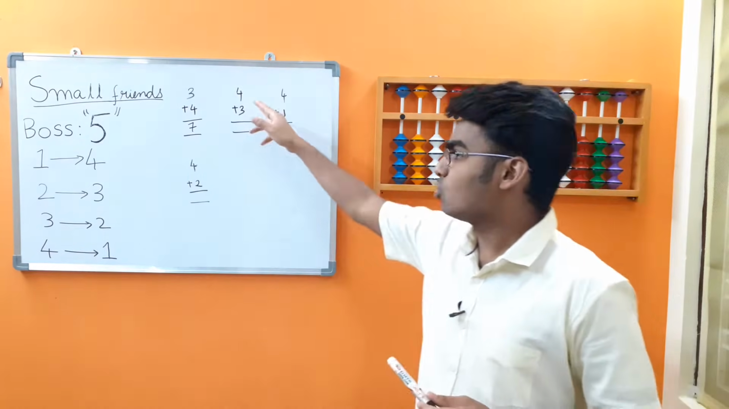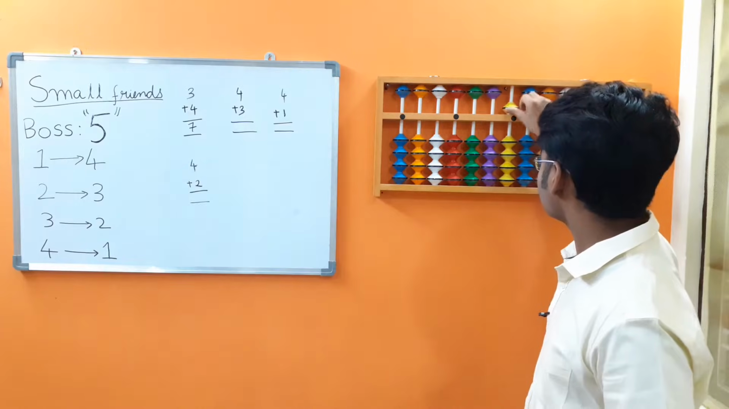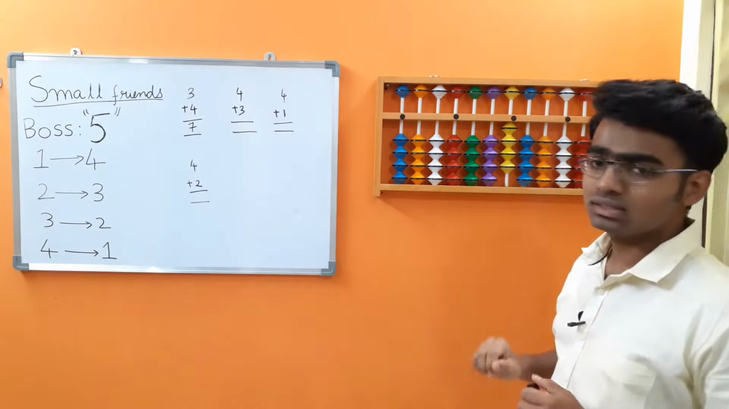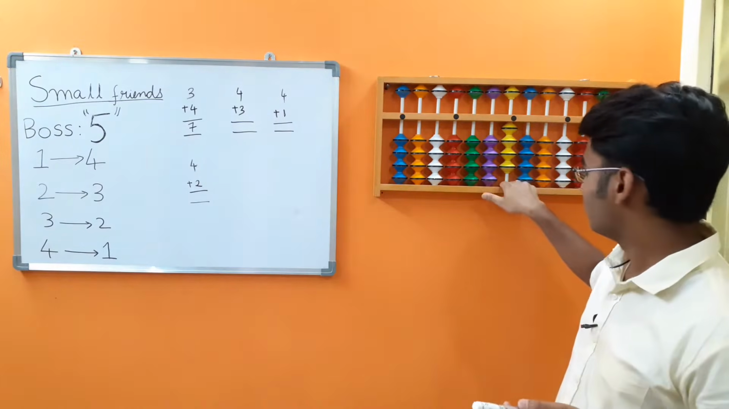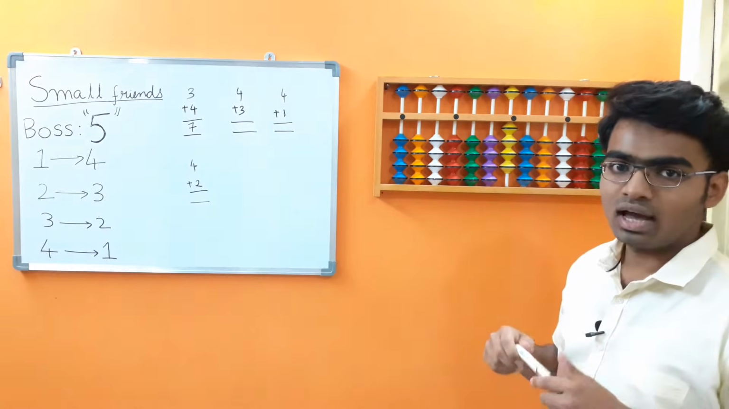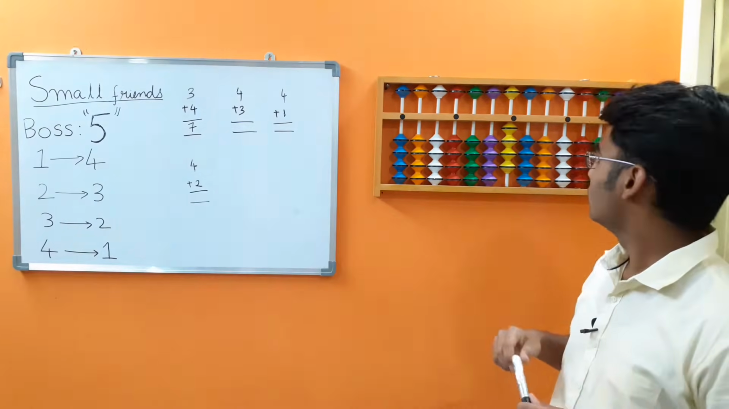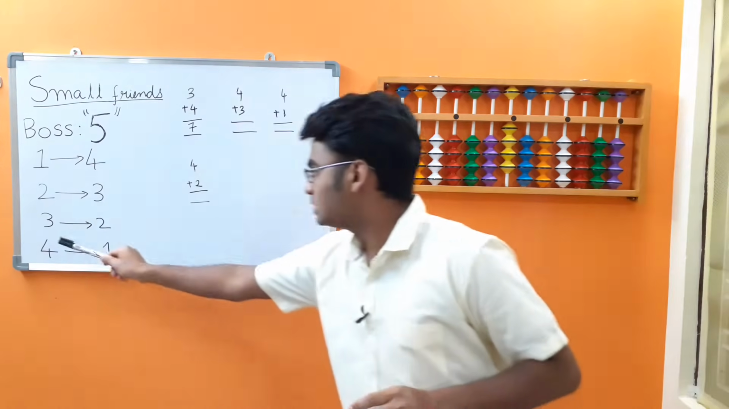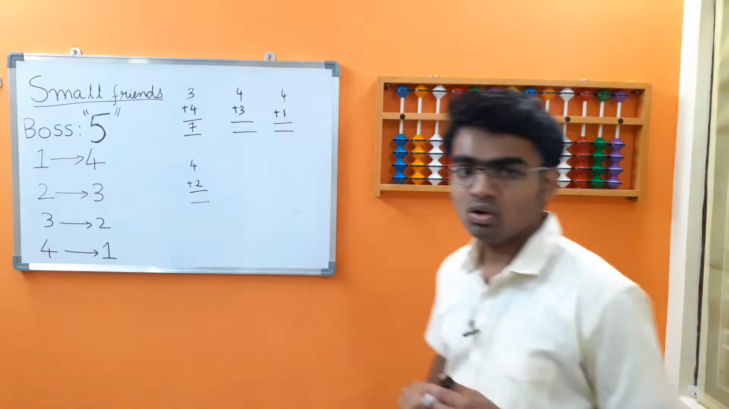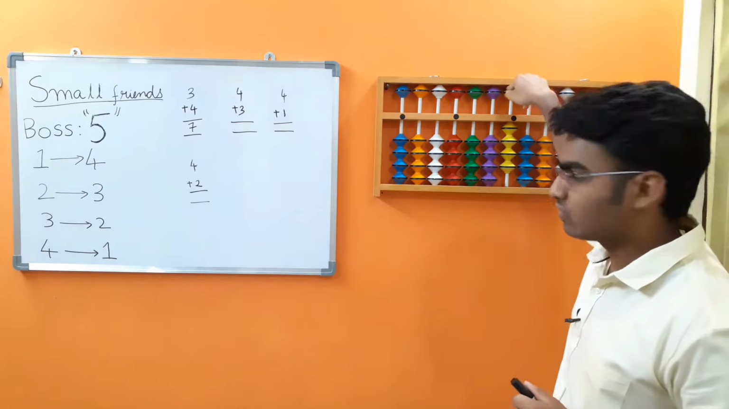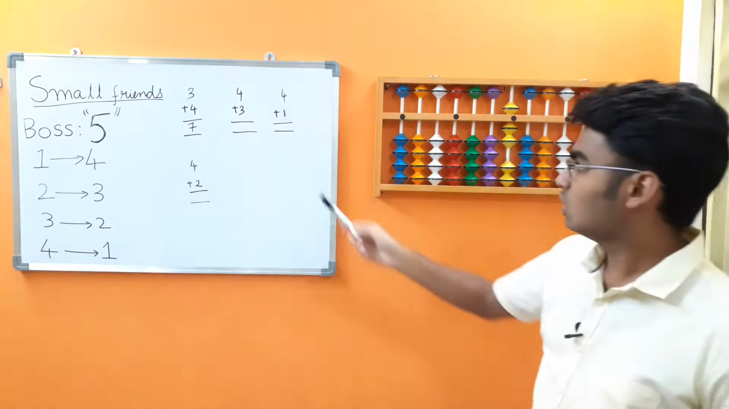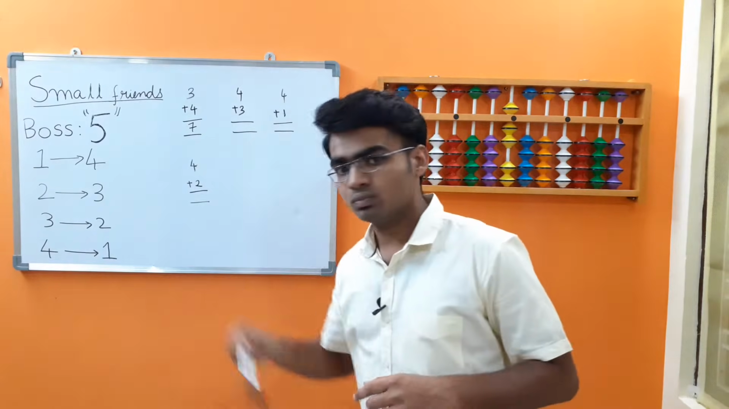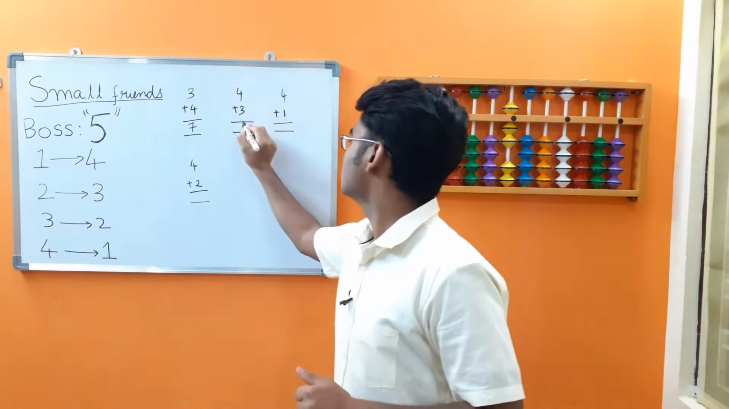Let's try to add 4 and 3 now, right? We place 4 on the abacus. We have to add 3. We do not have enough beads here, but we have to add 3. As usual in the last example, let's see who the friend of 3 is. 3's friend is 2. Now we have to add the boss 5 and less the friend 2 because 3's friend is 2, right? We got the answer as 7.